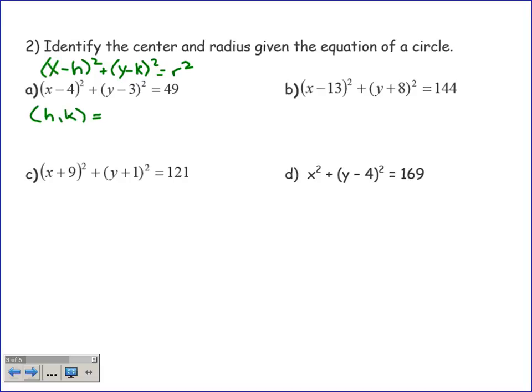So what's our h value? The opposite of what you see. So it says -4, so it's the opposite of that, so it's going to be 4. It's the opposite of what you see, so what's the k value? 3. And then this says an r squared is 49, so what does r equal? 7. Is that easy or what?